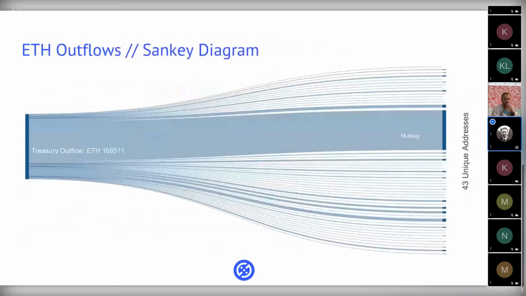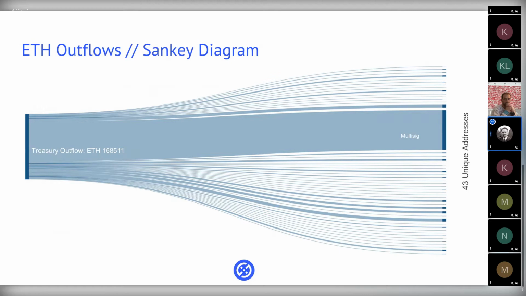And one of the things I also took a look at was the outflows, just to get an idea of where the money is flowing. And I think a Sankey diagram can be quite nice. While it might not be that interpretable, it's quite nice to see the decentralization, right? We wouldn't want to see all the money flowing to just one address. And of course, the large address we have here is the multi-sig. Most of these funds will then transfer to the XDAI base.